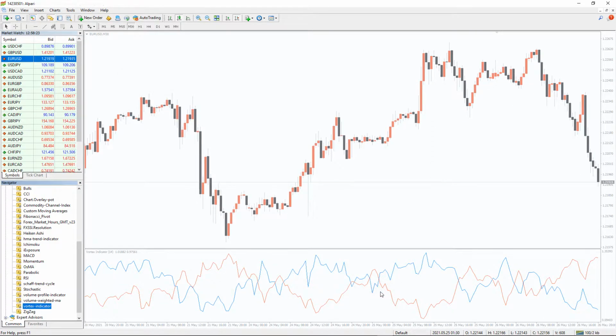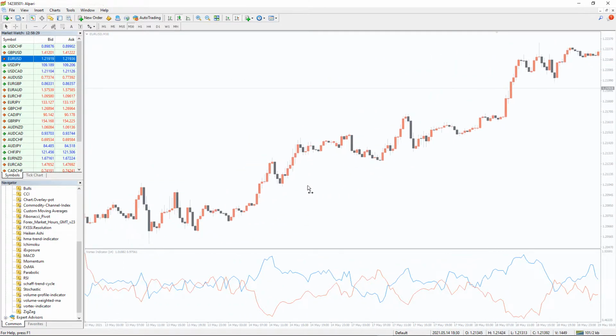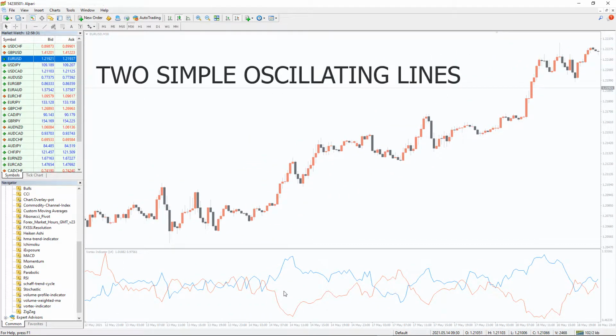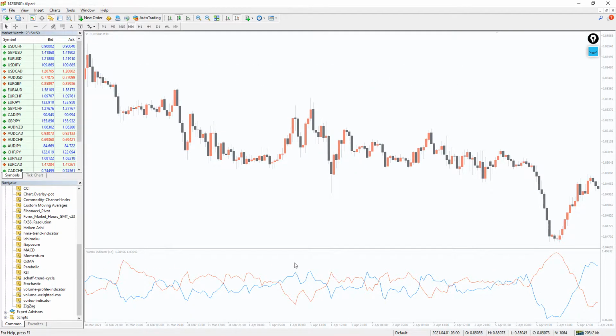The Vortex Indicator for MT4 provides you with trend direction, trend strength and buy and sell trading signals. The indicator has two simple oscillating lines. You can use these lines to determine the beginning of a new trend and the best pivot points. It's also very useful for intraday and trend traders and can be easily incorporated in multiple trading methods.